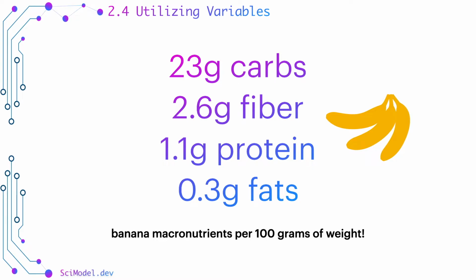Now, let us perform a calorie content calculation for a banana with a weight of 152 grams. Bananas in general have 23 grams of carbohydrates per 100 grams of weight, 2.6 grams of fiber per 100 grams of weight, 1.1 grams of proteins per 100 grams of weight, and 0.3 grams of fat per 100 grams of weight.